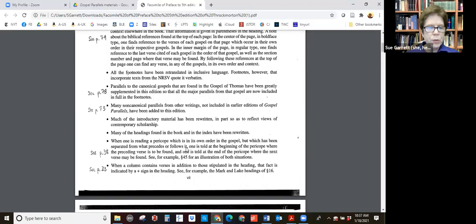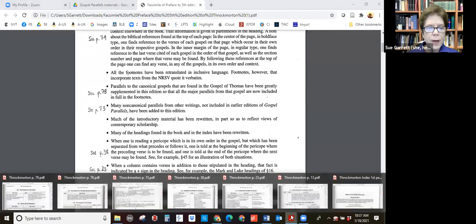I've explained this to you, but I'll go over it again. When one is reading a pericope which is in its own order in the gospel, but which has been separated from what precedes or follows it, one is told at the beginning of the pericope where the preceding verse is to be found, and one is told at the end of the pericope where the next verse may be found. See, for example, number 45 for an illustration of both situations. So let's see if we can find that.